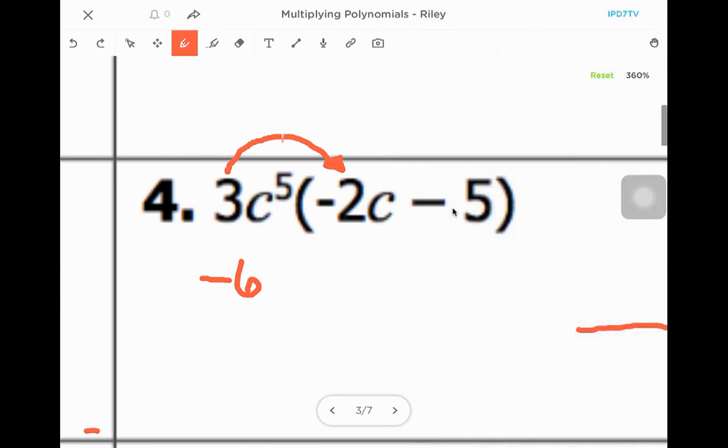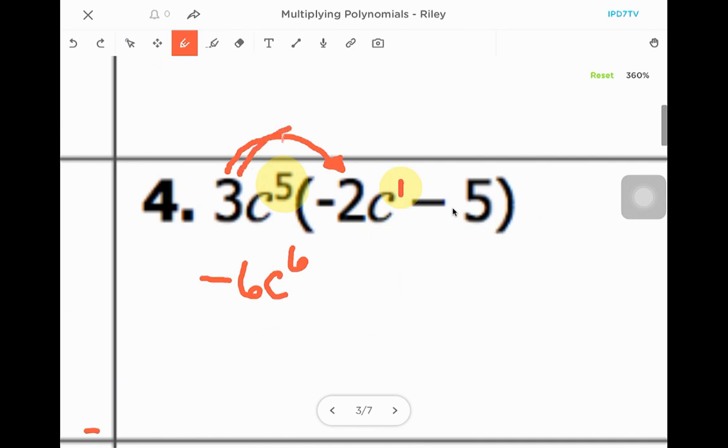Okay, and then we can worry about adding our exponents. So 5, remember, technically this is a 1. There's only one c here. So 5 plus 1 is 6. So I have c to the 6th power.